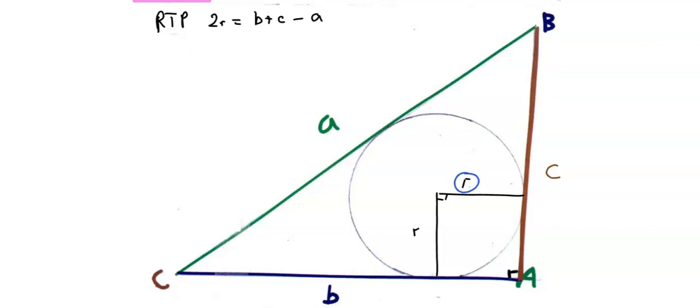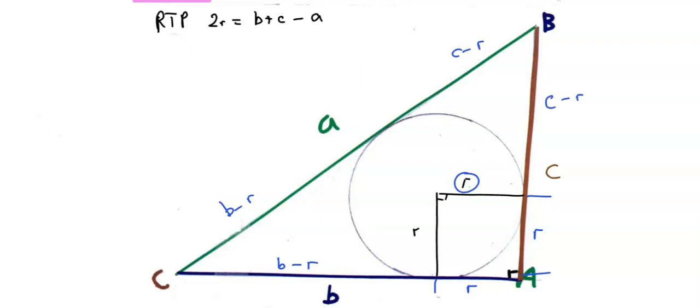And the first thing we should note is that this length here, from A to that point there, has to be r, and this length here has to be r. Tangents from an exterior point are equal in length, and that means that this length here is b minus r, so this must be b minus r, because I've just said tangents from an external point are equal in length. And so this is c minus r, and this is c minus r.